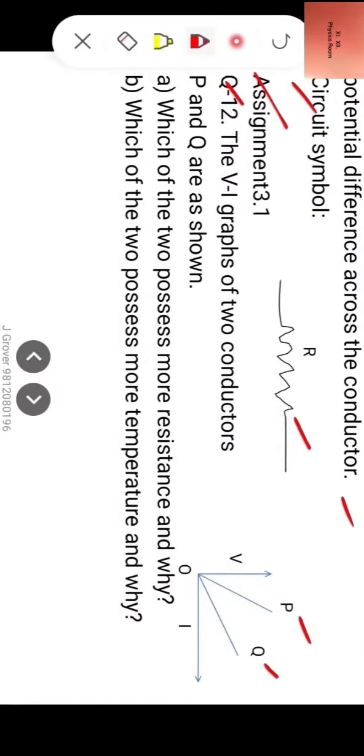The questions are: A. Which of the two possess more resistance and why? B. Which of the two possess more temperature and why?